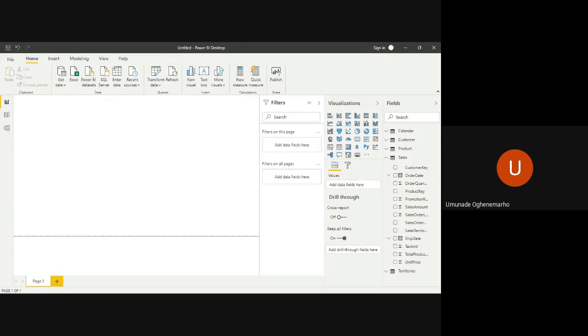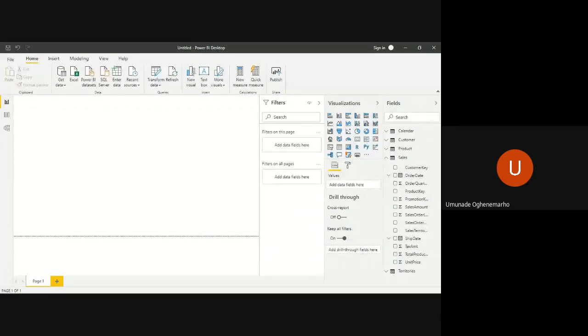Okay, so basically we now have the combo charts. Combo charts basically combine a column chart and a line chart. We have numerous kinds of bar and column charts in Power BI: clustered, stacked, and we also have the 100%. Let's look at them. Remember, bar charts are horizontal, column charts are vertical.